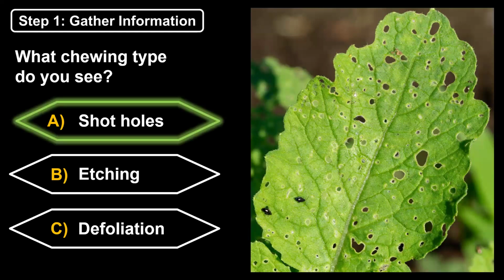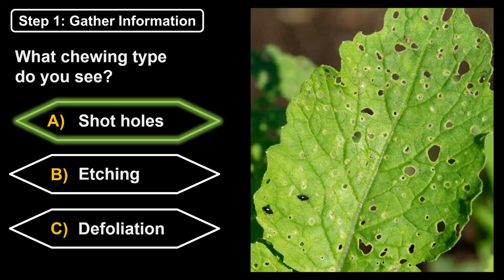Okay, answer is A, shot holes. We have these small, perfect little circles that we're seeing throughout our plant, and this is known as shot holes. So if we want to refer back to our first class, we can learn about these a little bit more and some further examples. So we're seeing chewing, specifically shot holes, happening on our radish leaves.